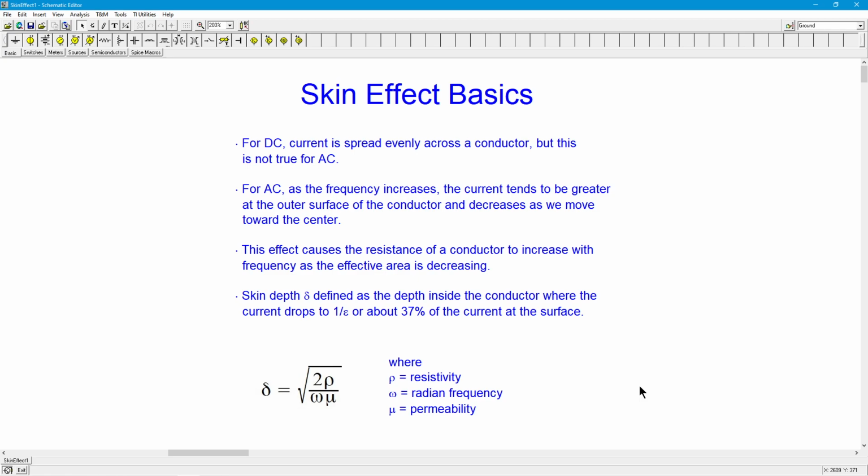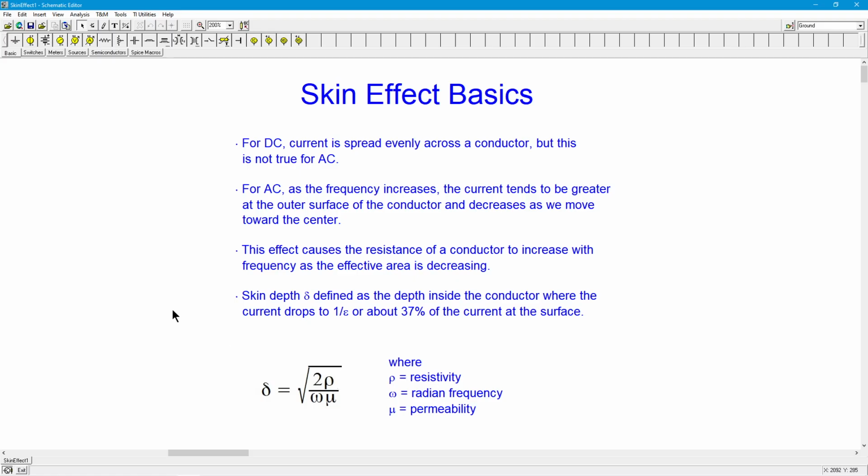All right, we can calculate skin depth using this little equation. It's the square root of the quantity 2 times rho, which is the resistivity, divided by the radian frequency times the permeability of the material. So we find that it's not just the frequency that defines skin depth, it's also the material itself. Right?